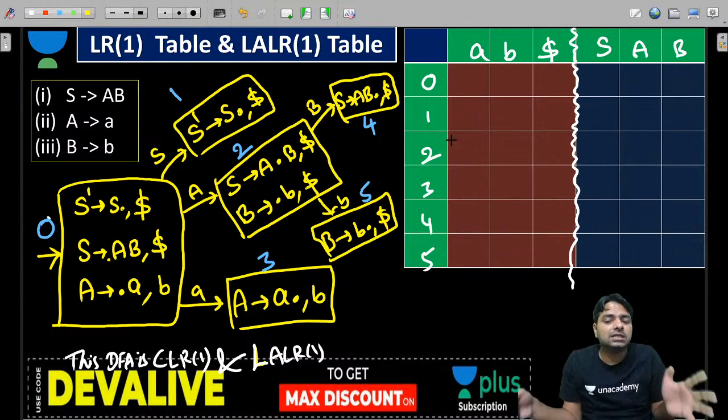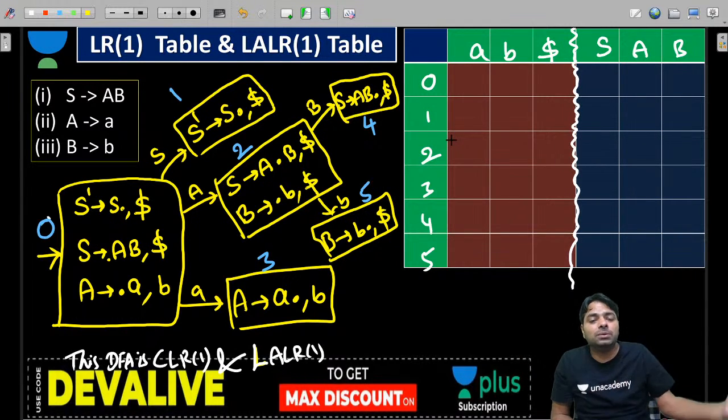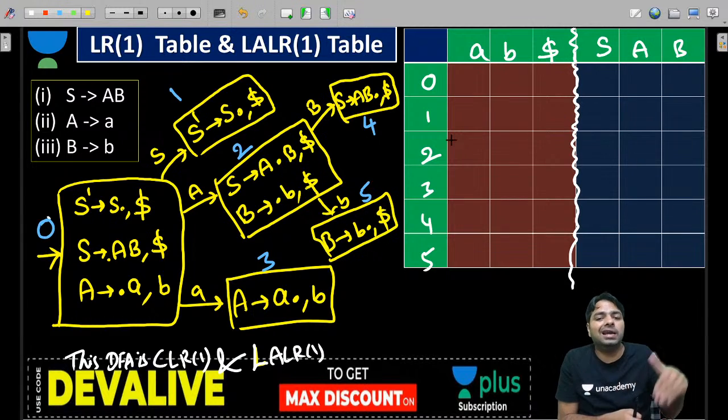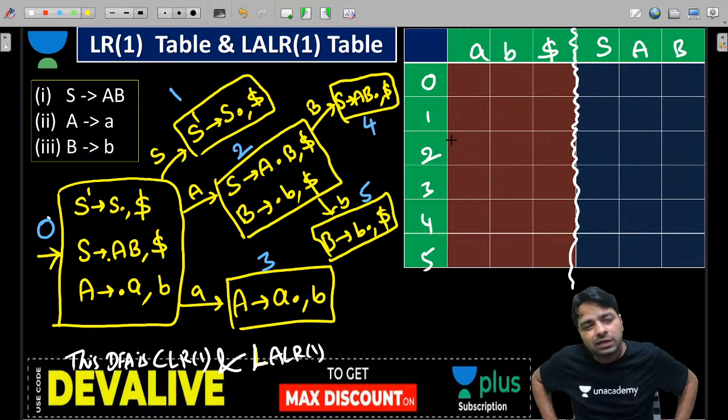So after considering the CLR1 table also, you can copy paste to get the LALR1 table, because the LALR1 table will be possible if you merge the two rows of LR1. So sometimes you can derive the LALR1 table with the help of the LR1 table too.